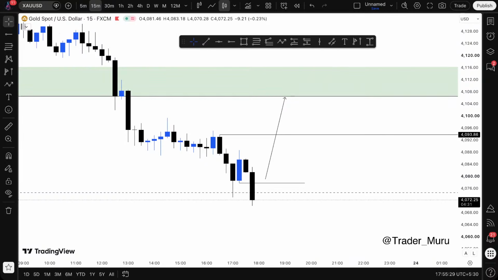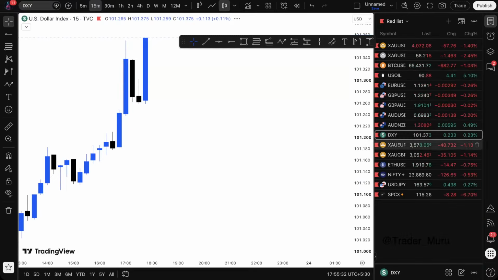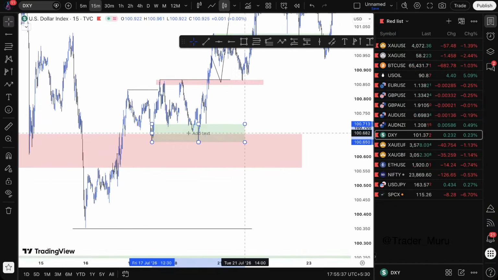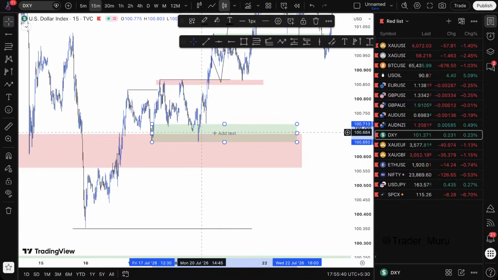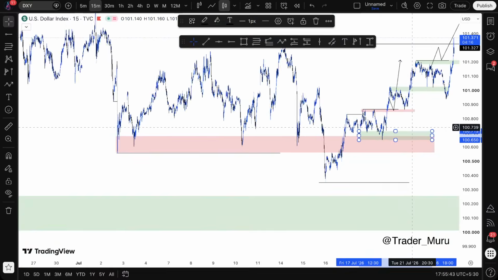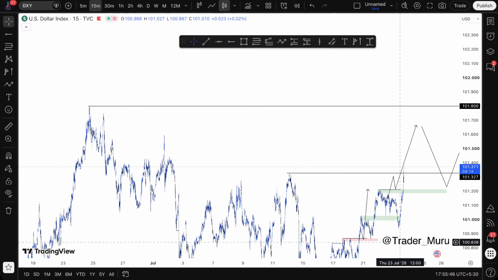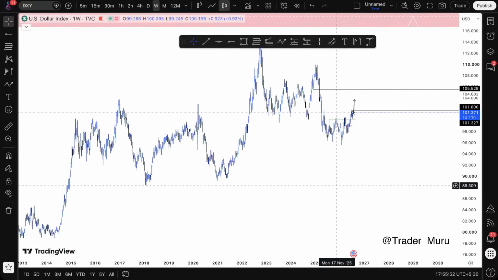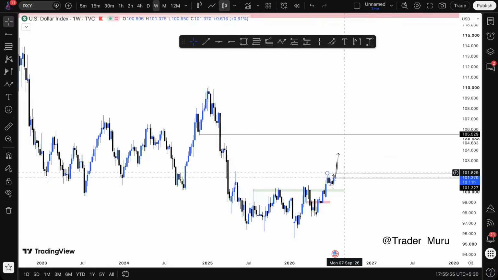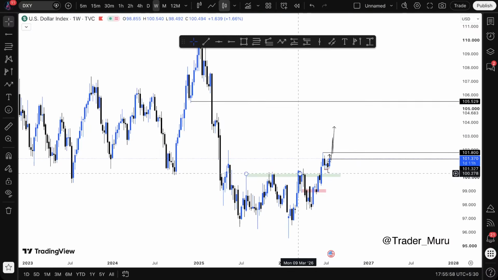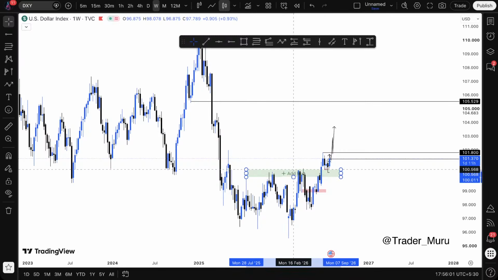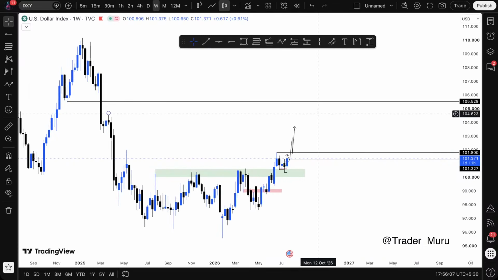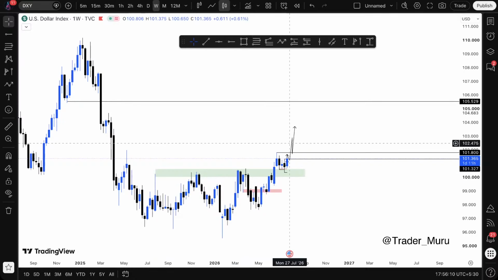DXY is very strong today. DXY has been strong from the day we were talking about it, that now it is bullish. And it is bullish in these areas, pumping from daily time frame areas. That's why it is quite bullish. I told you that price will go to 105 because this is a daily time frame range break and retest.